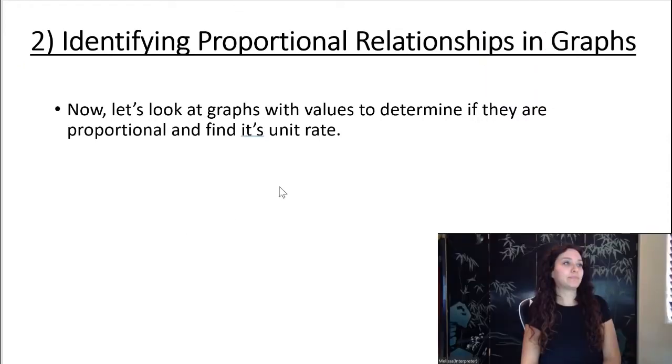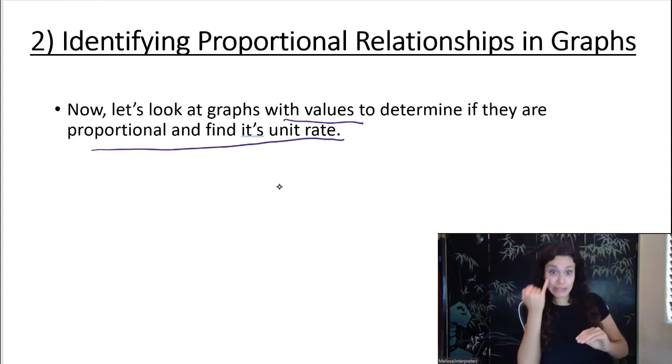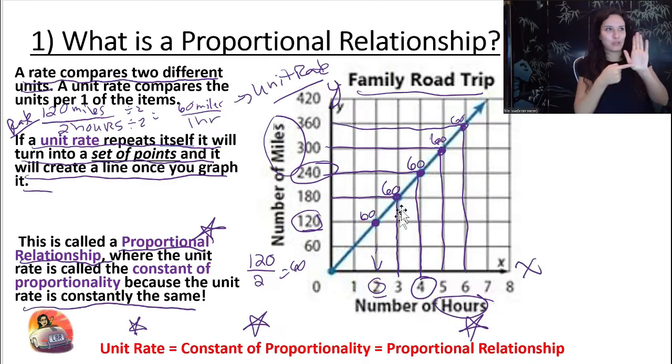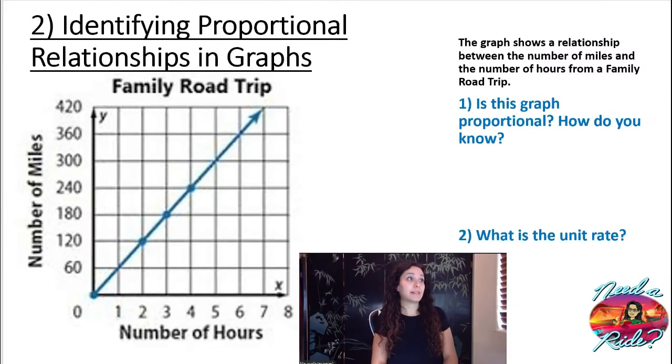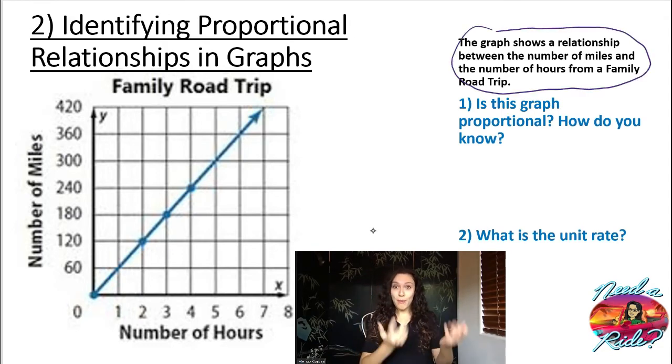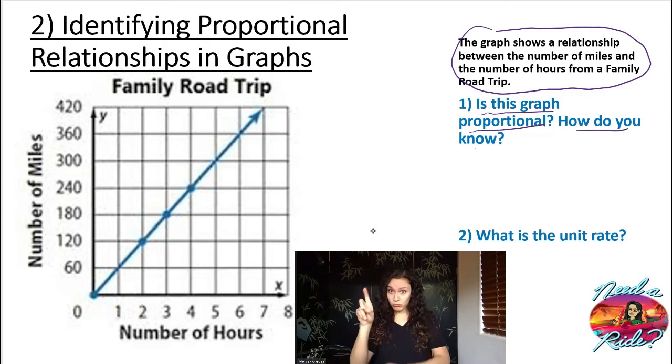All right, so now let's look at graphs with values to determine if they are proportional and then find the unit rate. Very similar to what we did on this slide right here, where we looked at each individual point that was listed and determined if it was proportional. So let's look at this slide. It says, the graph shows a relationship between the number of miles and the number of hours from a family road trip. Question 1, is this graph proportional? How do you know?